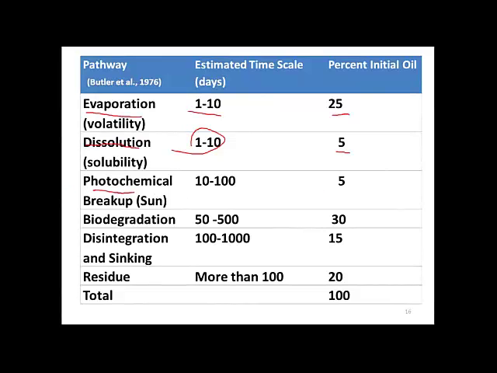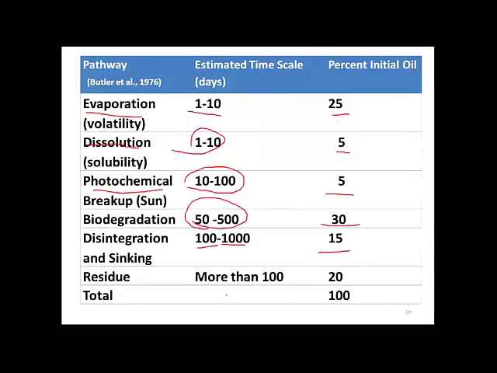Then we have the breakdown by sunlight, and that happens over 10 to 100 days, and that accounts for about 5% of the oil. Biodegradation, which we're going to talk about today, look at the time frames this occurs in. It occurs over long periods of time, from day 50 to day 500, and accounts for about 30% of the oil. And then disintegration and sinking is from about 100 days to 1,000 days, and that's about 15%. And then the residual, which can be tar balls, et cetera, is about 20% of the oil. So this isn't a typical spill, okay?